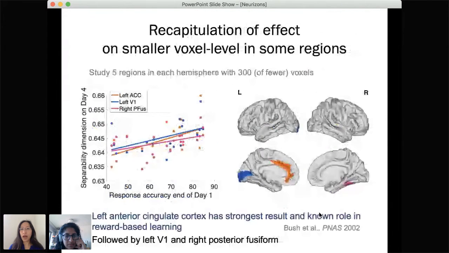And we can also see whether this result of increasing dimension according to the task, which we saw in the whole brain, was recapitulated on a smaller scale, in particular regions, but now on the voxel level. So here we looked at 5 regions in each hemisphere, and we did indeed see that either the dimension remained constant across the task or it increased depending on the accuracy of the participants. These were the regions in which we also saw increased dimension for the fast learners, which are the anterior cingulate cortex, as well as V1 and posterior fluvium.